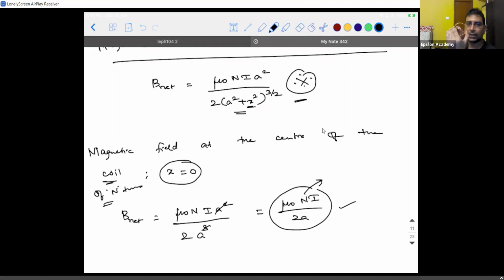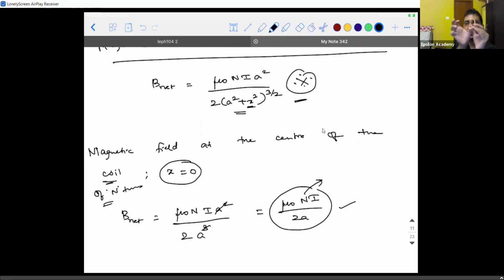This point, correct? So this B net value, mu naught N I a square divided by 2 into a square plus x square, the whole power 3 by 2, is somewhere over here. This is the point P. Correct? Accept it. When can this point P coincide with the origin or the center? When can the point P coincide with the center?